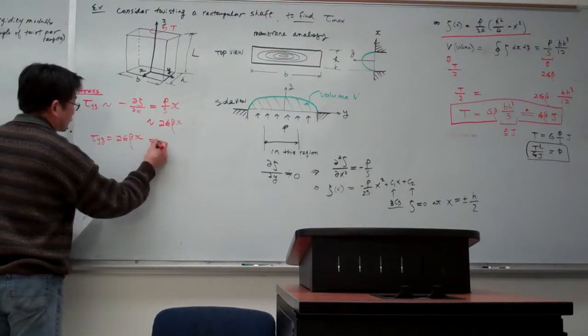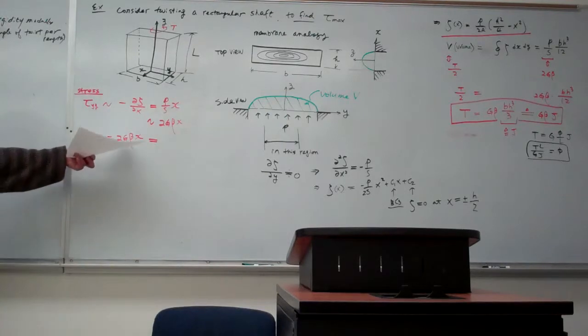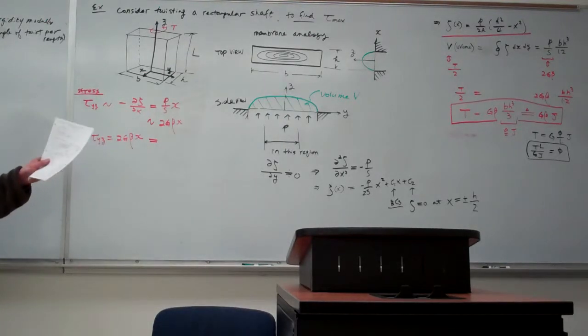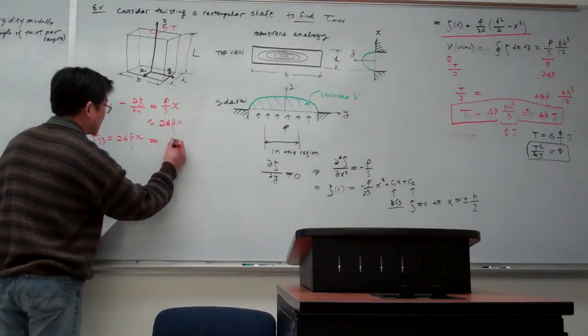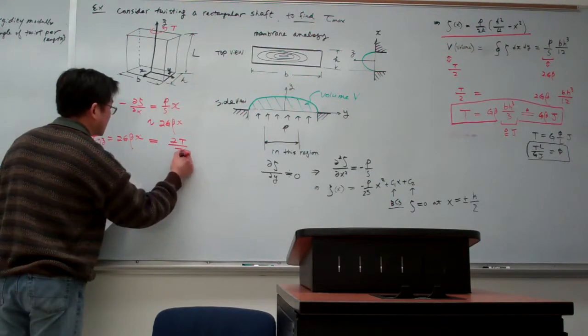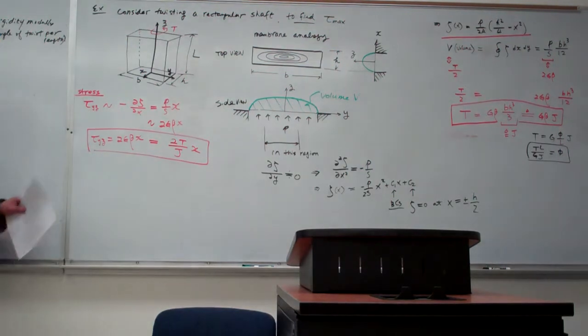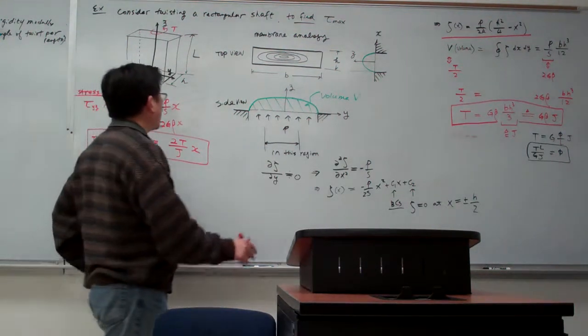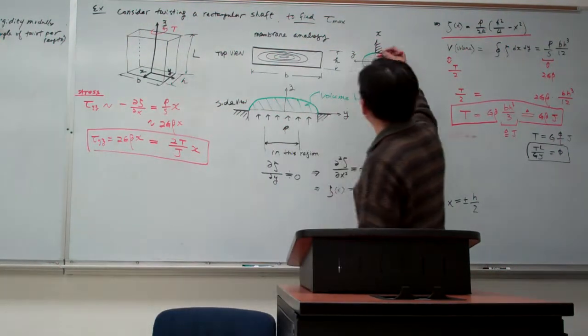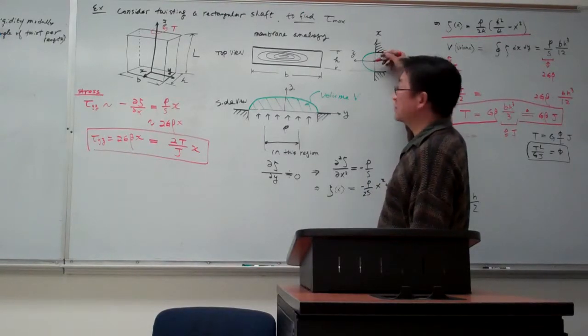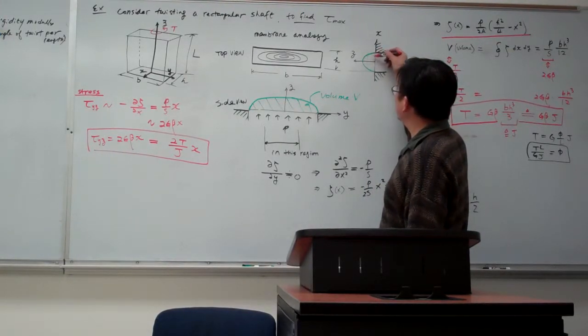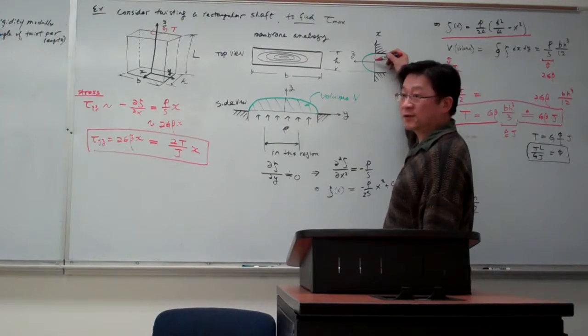So therefore, tau yz equals 2G beta X. And if you like to rearrange, you can replace the 2G beta in terms of torque. So basically that is 2T divided by Gx. Okay? What does the X refer to? The X is the locations, the coordinates. So it depends on which point you look at, and that is the location, the coordinates of the X.